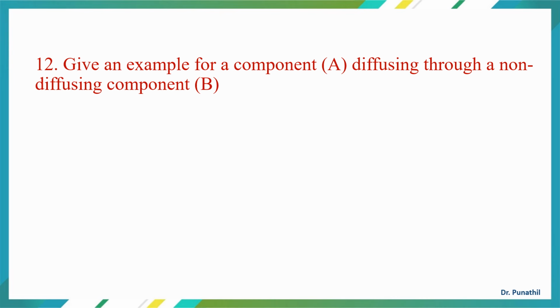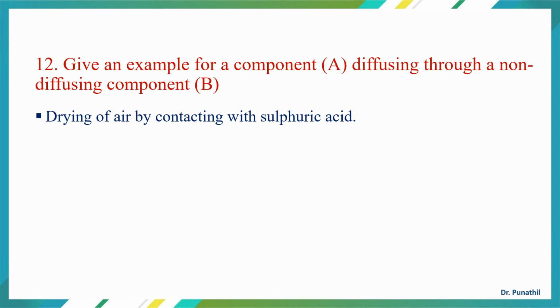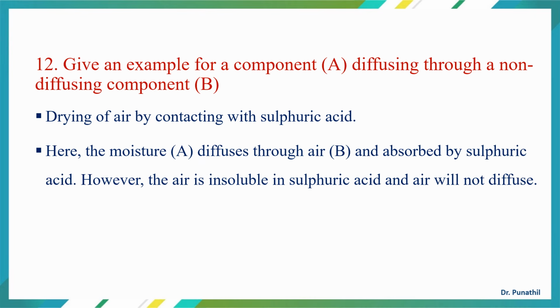Give an example for a component diffusing through a non-diffusing component. Drying of air by contacting with sulfuric acid. Here, the moisture diffuses through air and is absorbed by sulfuric acid. However, the air is insoluble in sulfuric acid and air will not diffuse.